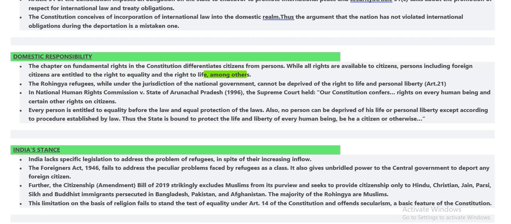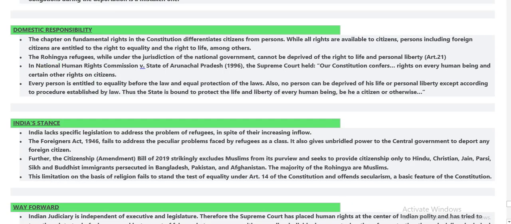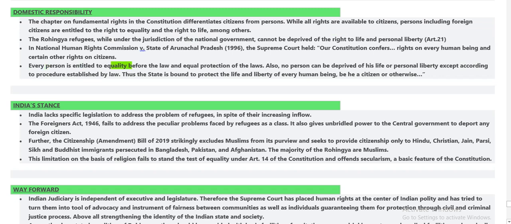Domestic responsibility. The chapter on fundamental rights in the Constitution differentiates citizens from persons. While all rights are available to citizens, persons including foreign citizens are entitled to the right to equality and the right to life, among others. The Rohingya refugees, while under the jurisdiction of the national government, cannot be deprived of the right to life and personal liberty. Art. 21.